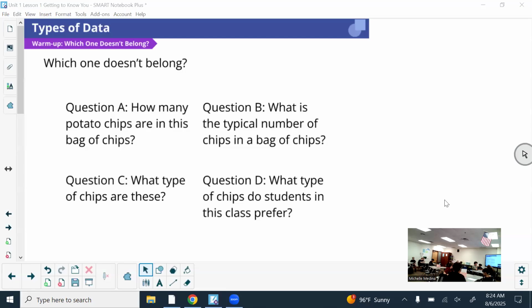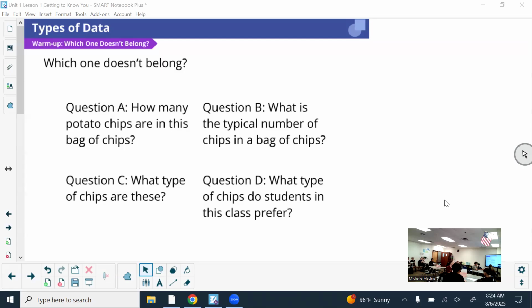Okay, so which one doesn't belong? You have four options. They are all questions. Raise your hand if you think that A does not belong. All right, raise your hand if you think that B does not belong. Raise your hand if you think that C does not belong. And raise your hand if you think that D does not belong.